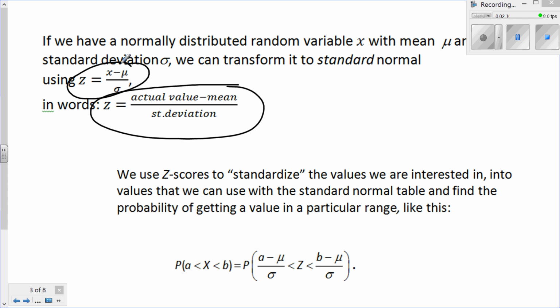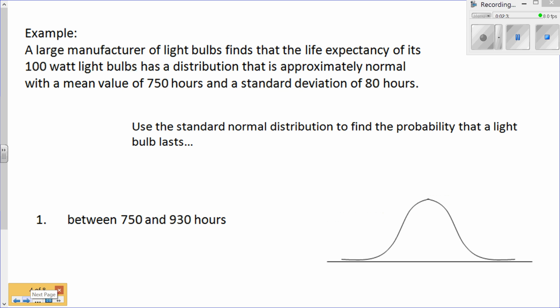We're going to use z-scores to standardize the values we're interested in into values that we can then use the standard normal table for, and then find the probability of getting a value in a particular range. Okay, let's go straight to an example and you're going to see this is not all that complicated, especially now that you've had some practice using the standard normal table.